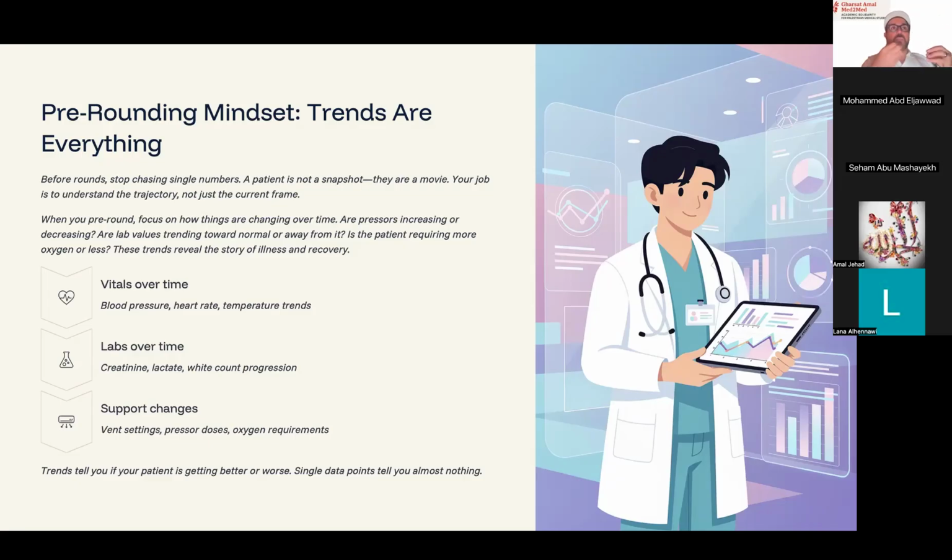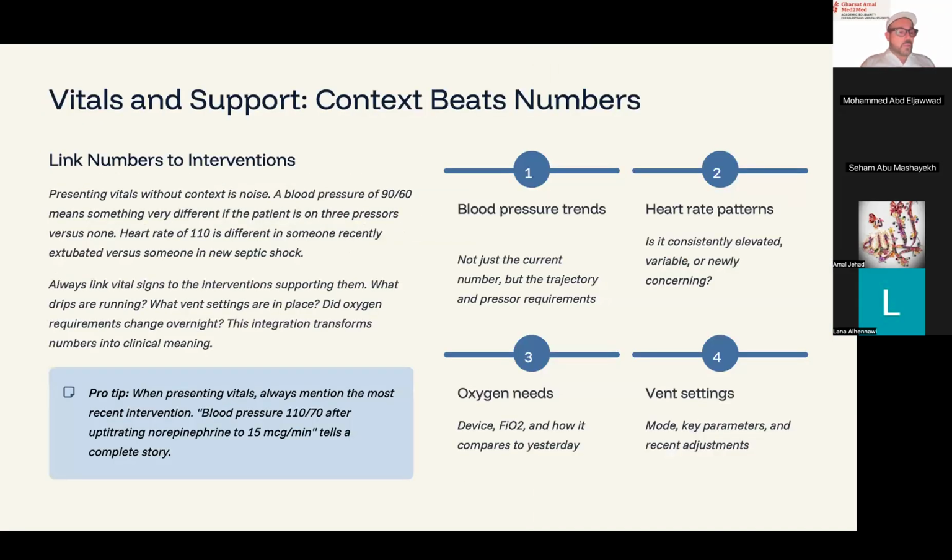The trend of that which changed. What about the vital signs and the support? I need you to understand and know the context is important. You can't take something out of context.